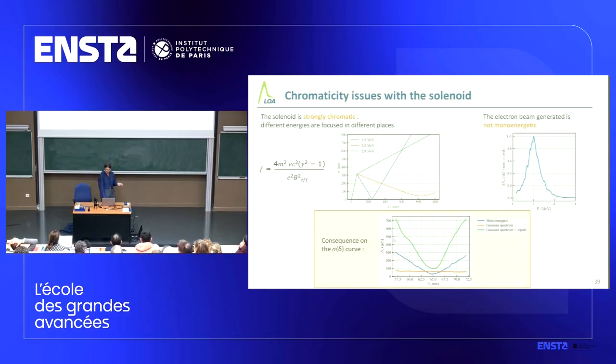It means that the sigma curve that we have, if we have a monoenergetic beam, is the blue curve that you see here. And if we have a Gaussian distributed spectrum, it becomes the orange curve that is here. And this orange curve is not exploitable to find back the emittance.